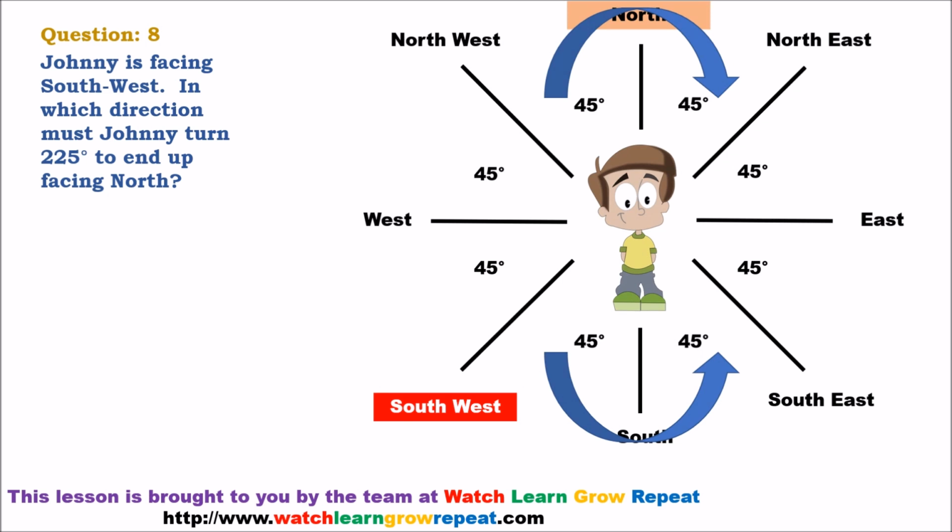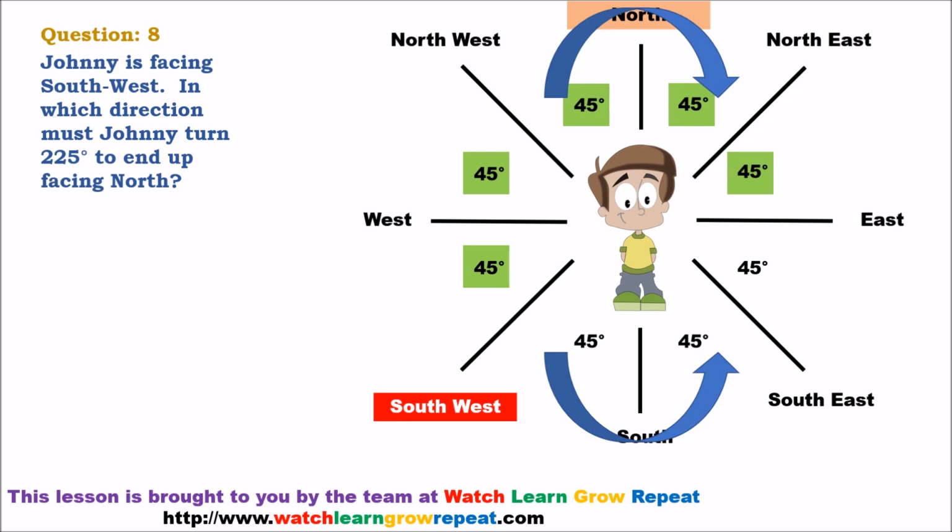So he turns 45 degrees clockwise, ends up at west. He keeps going and turns another 45 degrees. So a total of 90 degrees from the starting point at southwest, and now he's facing northwest. Carrying on another 45 degrees, so a total of 135 degrees from the starting point. He's now facing north. We still got two more 45-degree rotations to go, but we have already reached north.